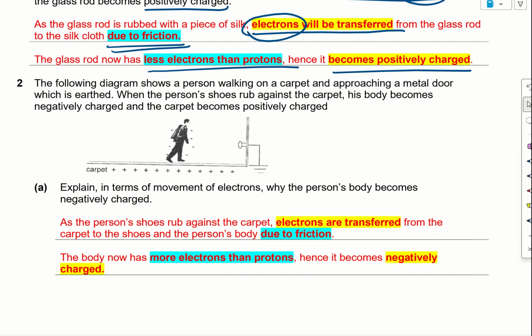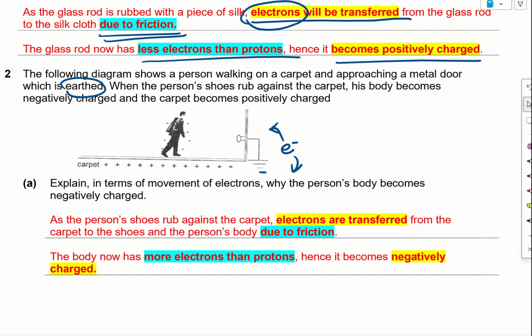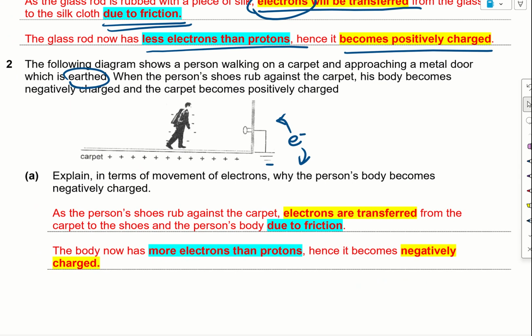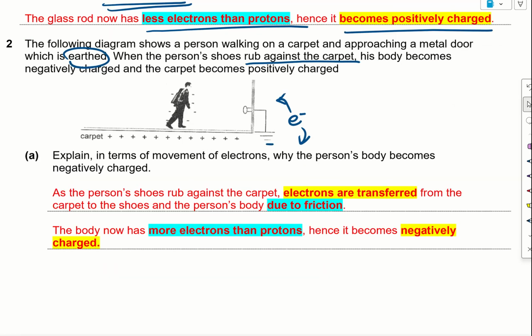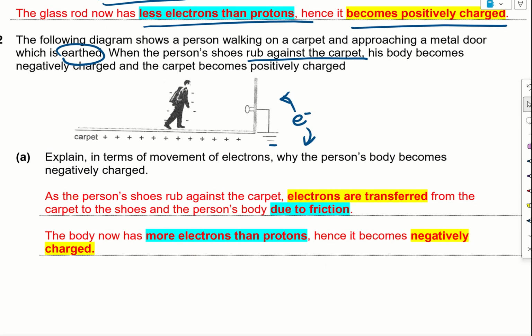The man is walking on a carpet and approaching a metal door which is earth. The idea of earth is that electrons can go up or down easily. Basically the earth has a large reservoir of electrons and protons, and so the earth will accept electrons and also give out electrons depending on the situation. Now when a person's shoes rub against the carpet, they are both insulators, non-conductors, so charging by friction, his body becomes negatively charged.